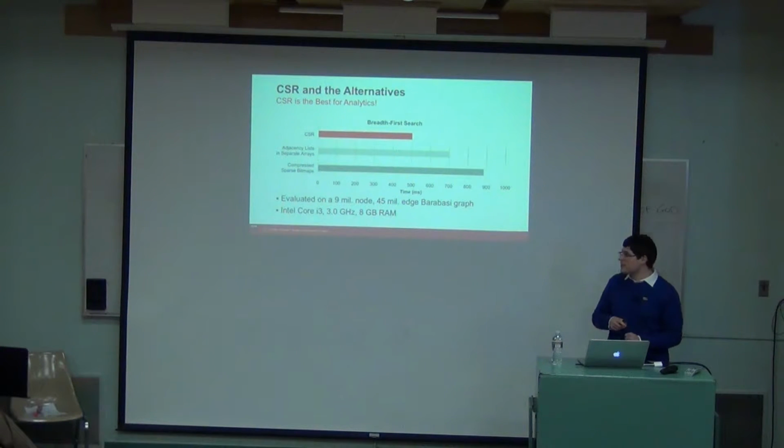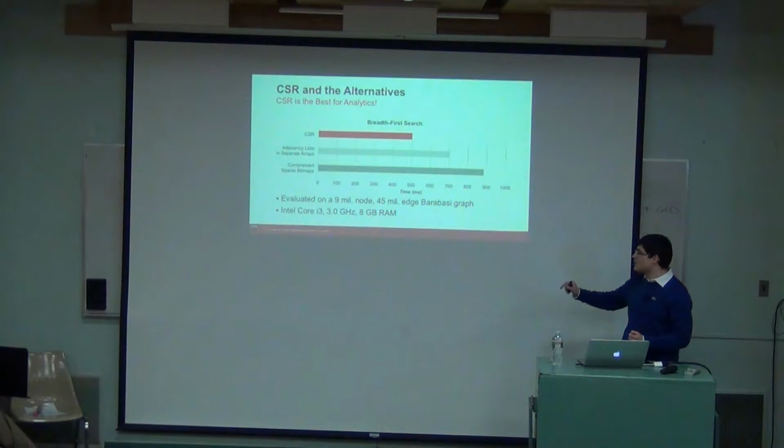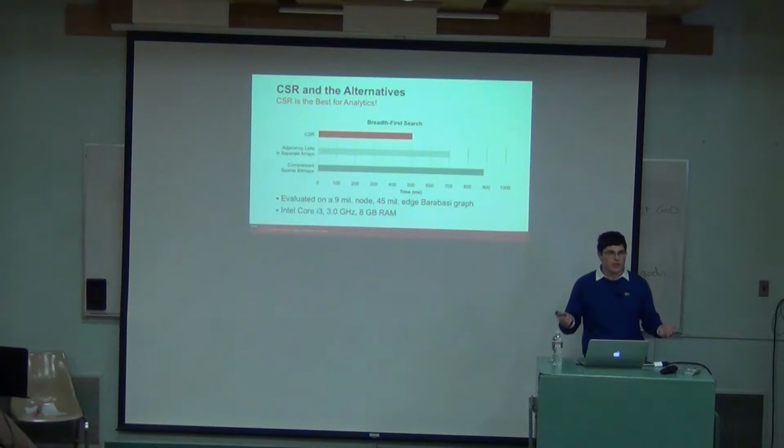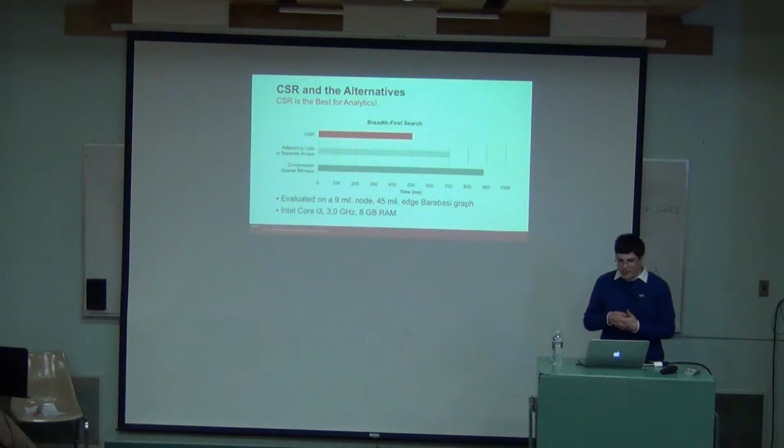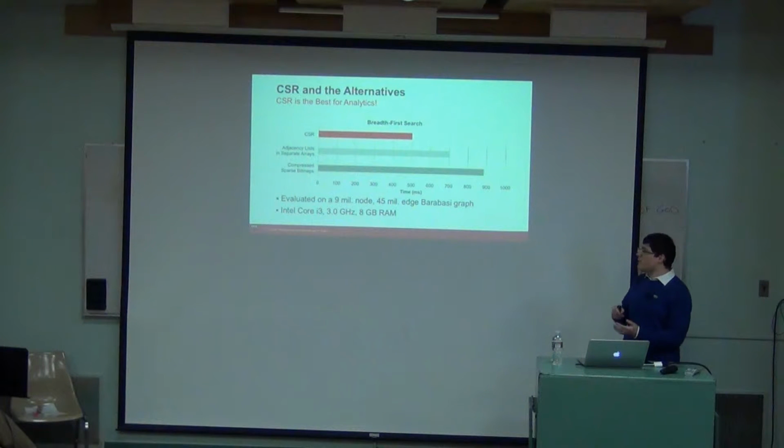So you can break down the approaches to storing graphs into 3 categories. The first is called CSR, the second is adjacency list in separate arrays, and the third one is compressed sparse bitmaps. This is running breadth first search, which is a common building block of many algorithms. And you can see that CSR is by far the fastest.